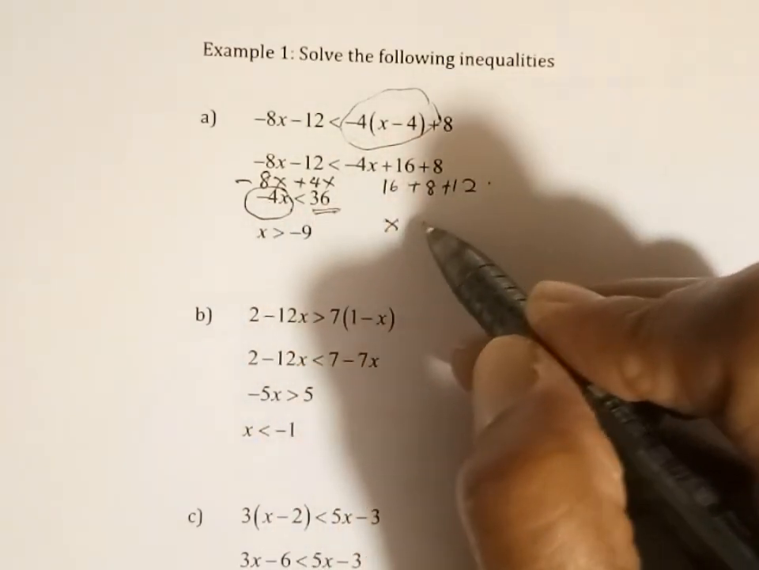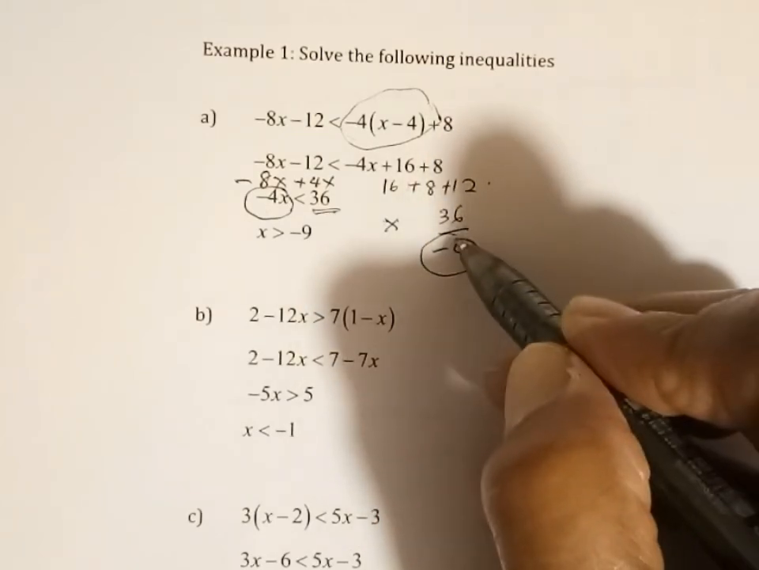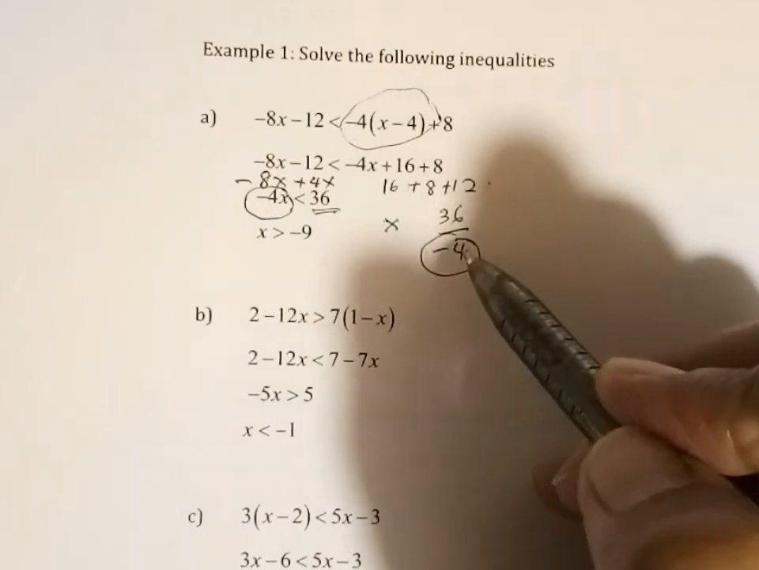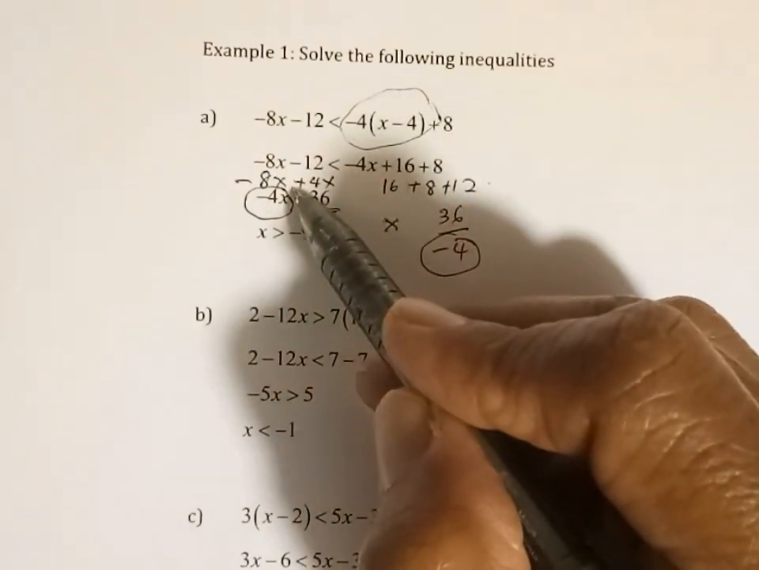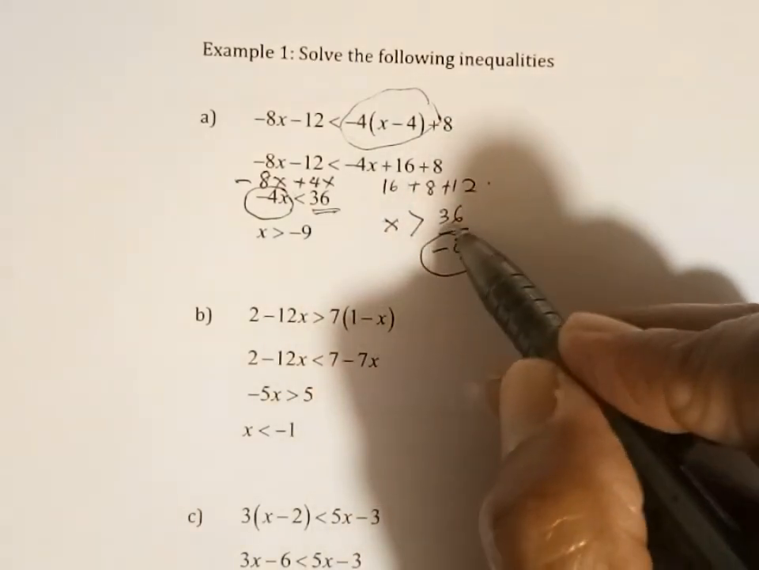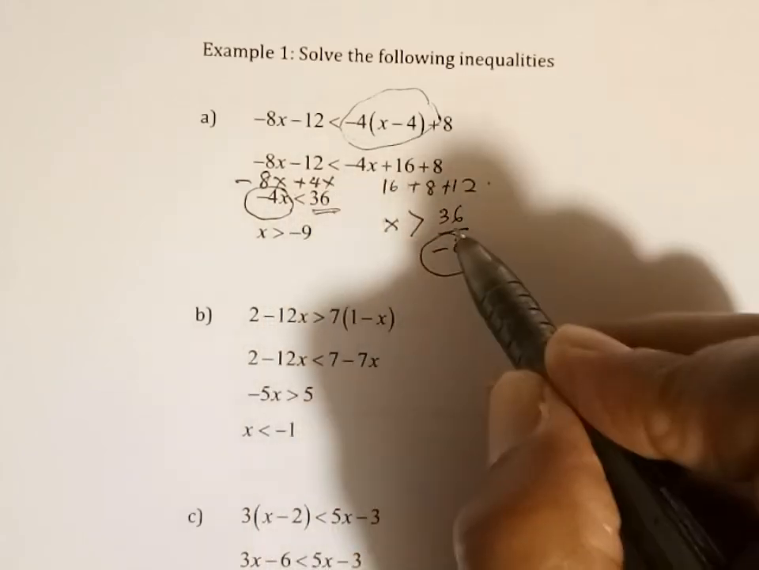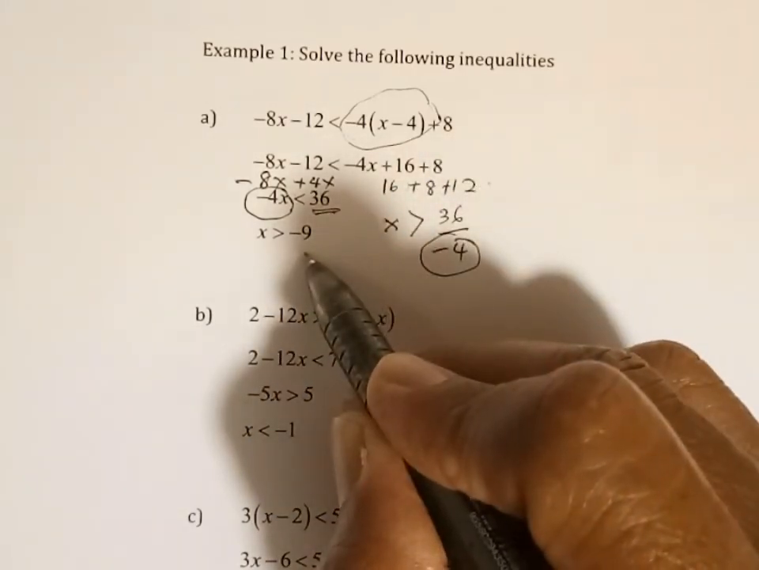Now bring minus 4 to the right side, so we have 36 over minus 4. Since we divide by a negative number, we change the inequality sign, from less to greater than. So the answer is x greater than minus 9, since 36 divided by minus 4 is minus 9.